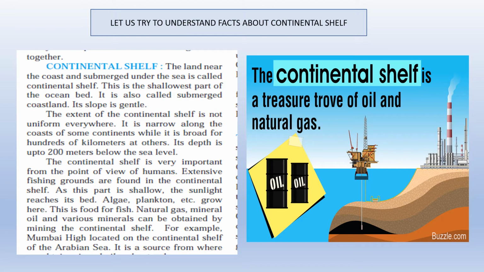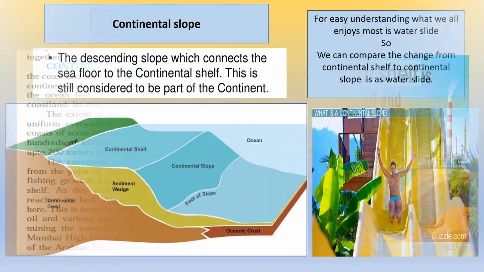Mumbai High is one of the areas where the continental shelf is located, and an important region where oil mining is done. It is a submerged coastline and its slope is gentle. The continental shelf is not uniform everywhere. It is narrow along the coast of some continents, while it is broad, hundreds of kilometers, at others. At some places after the coastline there is an absence of continental shelf, and those areas are very dangerous for swimming. So never ever go swimming in such an area.